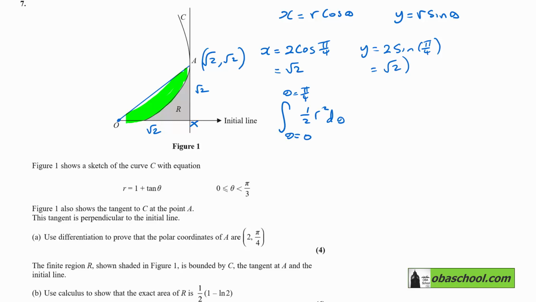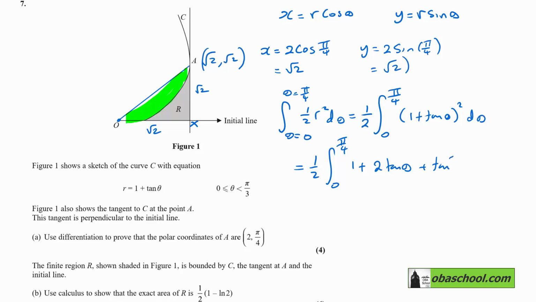So let's go ahead and do the integral with the information that we have. So that is going to be half the integral from 0 to pi by 4 of (1 plus tan theta) squared d theta. So that's going to be a half integral from 0 to pi by 4 of 1 plus 2 tan theta plus tan squared theta d theta. Now we know that 1 plus tan squared is sec squared. So this is a half times the integral from 0 to pi by 4 of sec squared theta plus 2 tan theta d theta. And we can integrate both of those things.